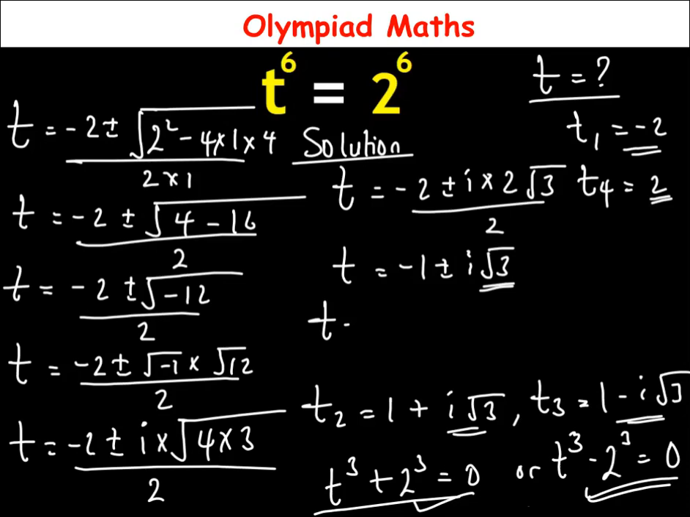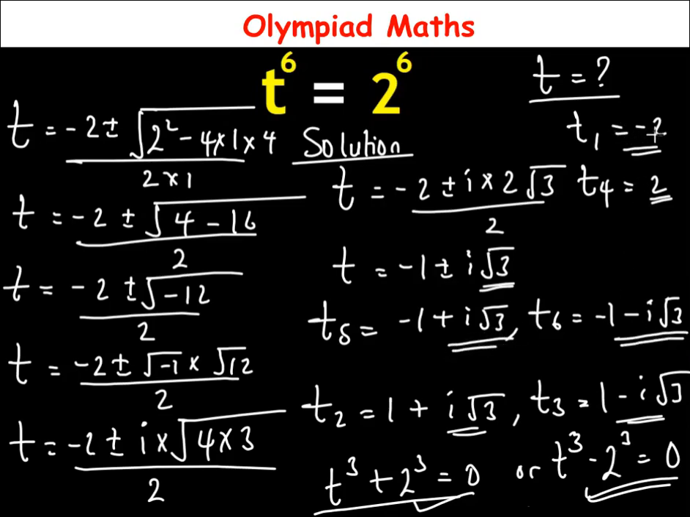So t5 is equal to minus 1 plus i root 3, and t6 is equal to minus 1 minus i root 3. And these are the other values of t. So t1 is minus 2, t2 is 1 plus i root 3, t3 is 1 minus i root 3, t4 is 2, t5 is minus 1 plus i root 3, and t6 is minus 1 minus i root 3. I hope you all learned one or two things from this video.